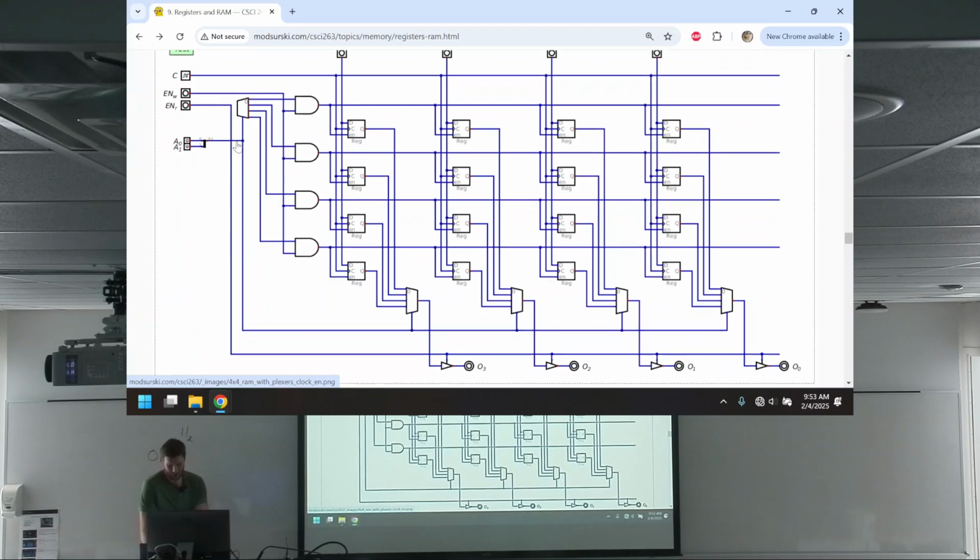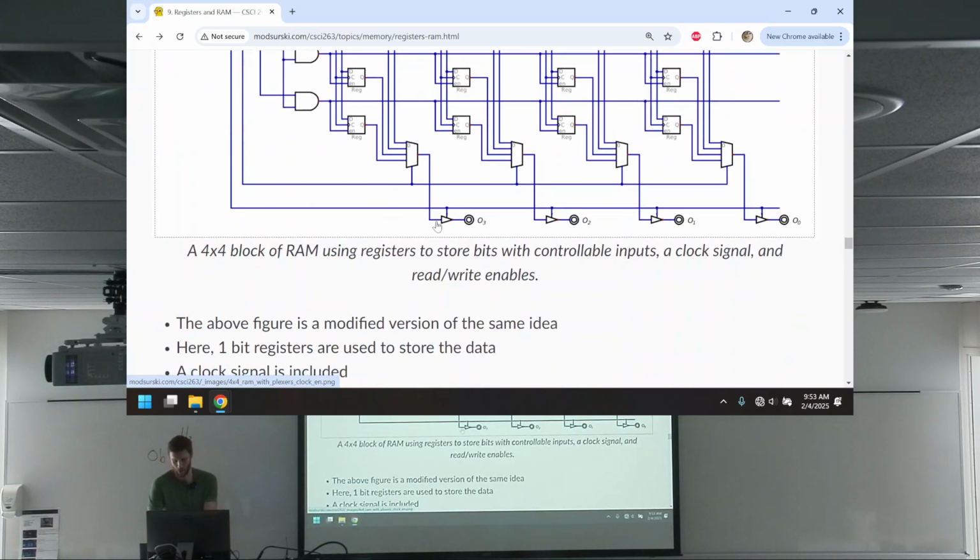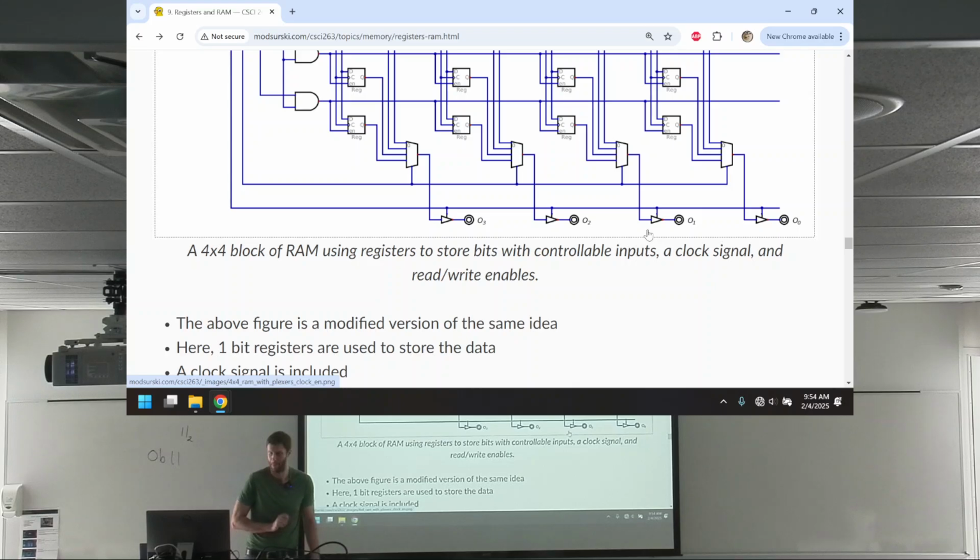When the enable signal is low, whatever value is here is not output to here. Whatever value is here is not output to here. Whatever value is here is not output to here and here. So this basically is turn on the signals or off the signals. But we've got a problem.